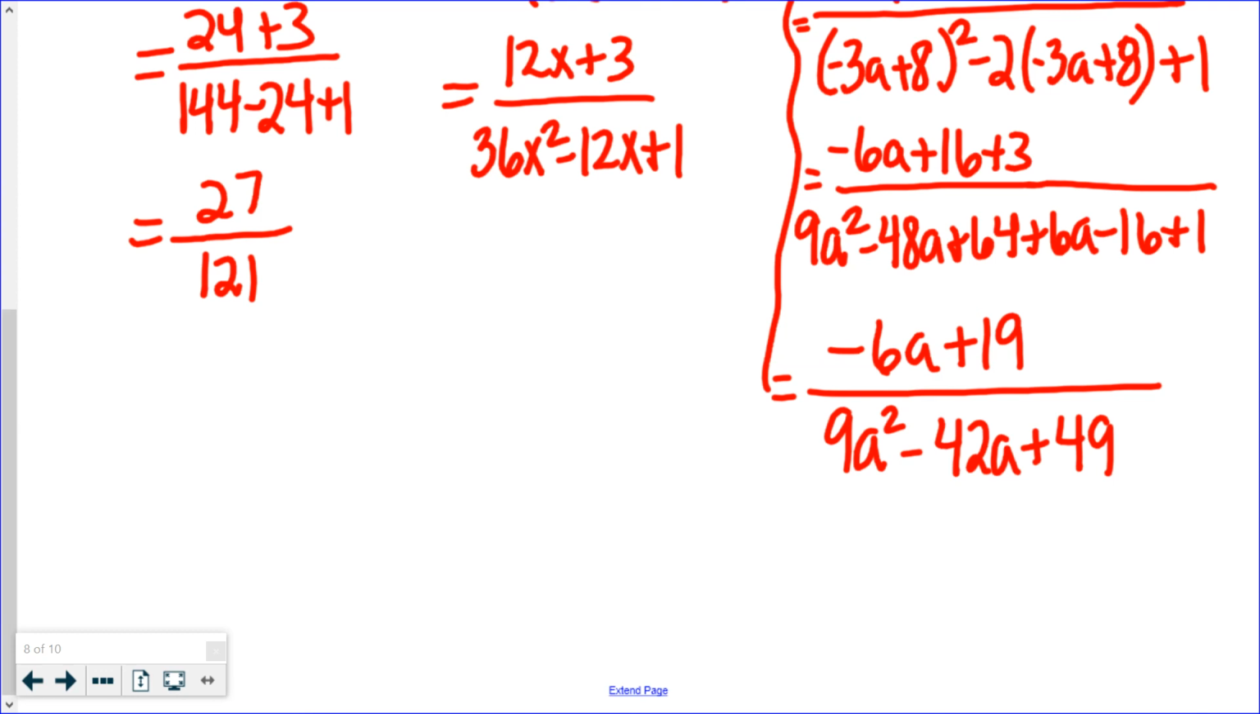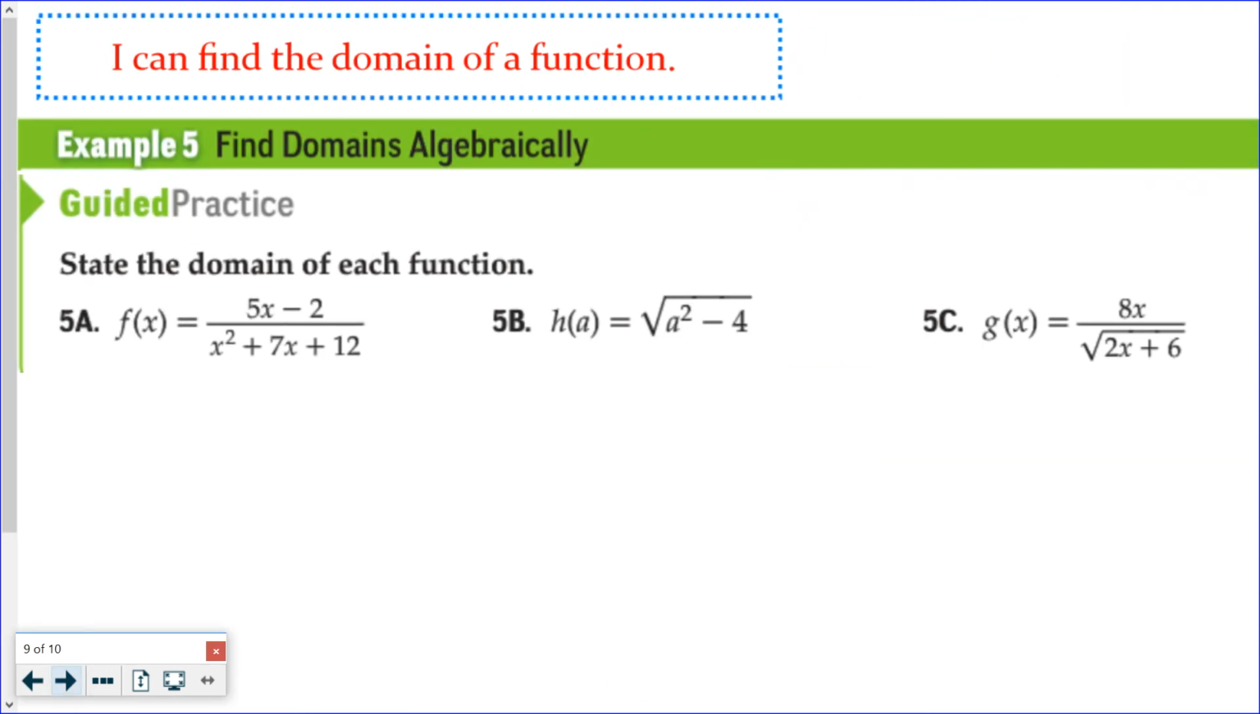So that's evaluating a function. And our next video is going to be on finding the domain of a function.